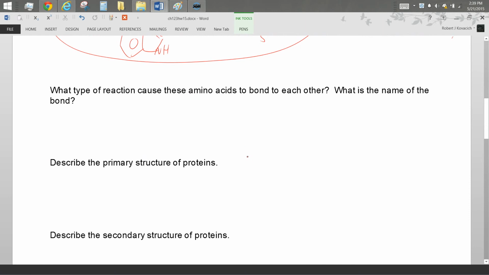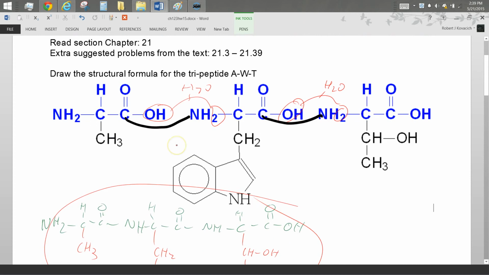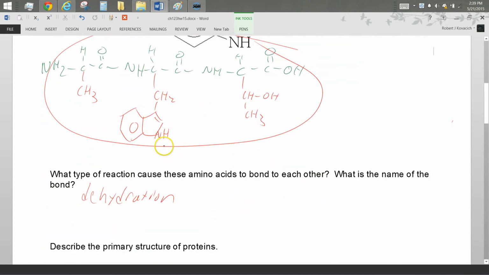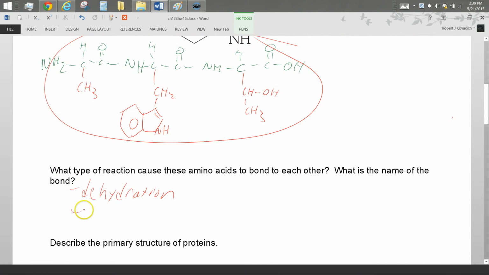What type of reaction caused these amino acids to bond to each other? What's the name of it? So what occurred here? Dehydration synthesis. Okay. What kind of bond was created? Okay. The specific type of bond is a peptide bond.